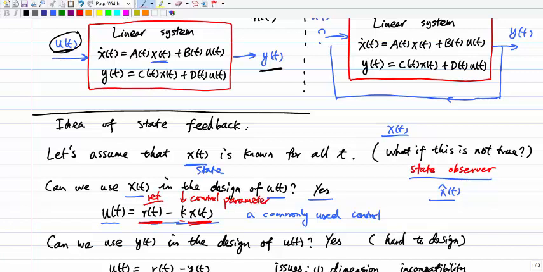This is a sort of feedback because I use my x(t) to get feedback to see what's the difference between them. This will help me adjust my control input.